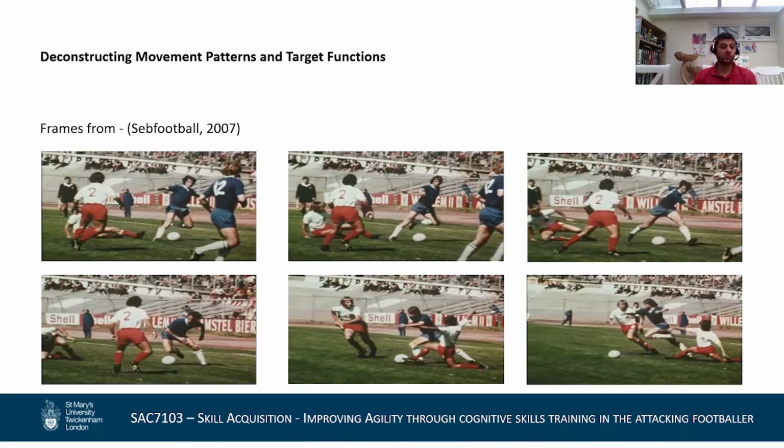So for instance, if one were to deconstruct the movement patterns of the blue-kitted player in possession of the ball, the player basically initiates the dribble by decelerating, transitioning to the right using a cut step, to then accelerate away and past the tackling defender.